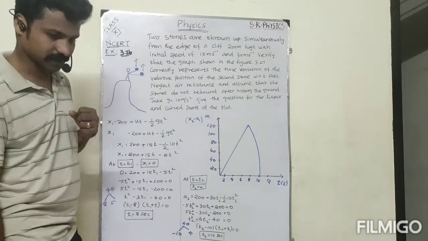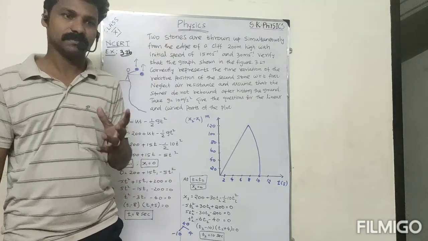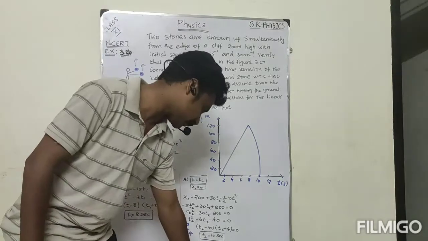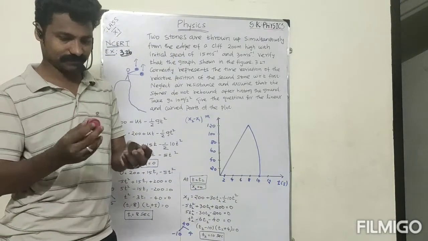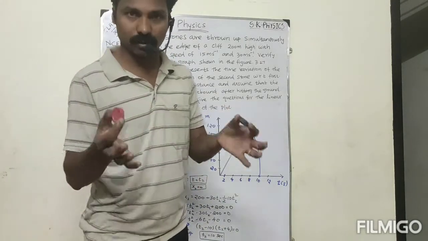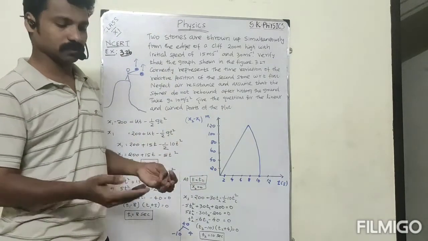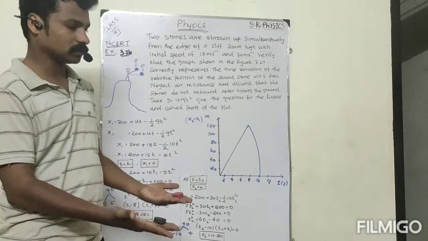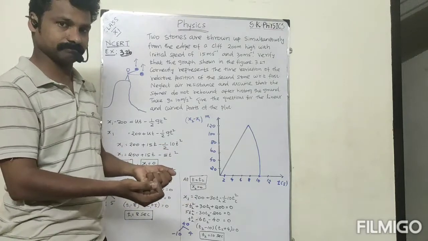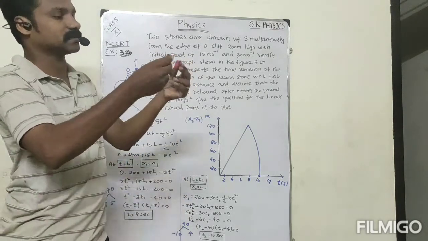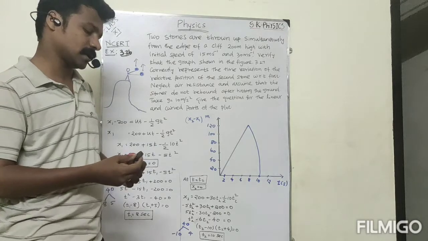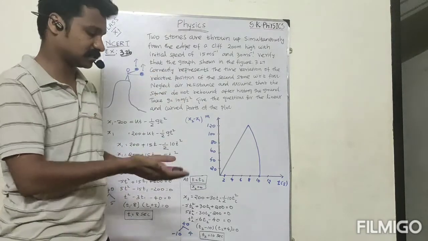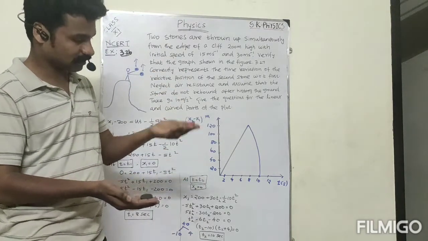See this, in this question there are two balls. Let us imagine the two balls. For identification I used carom coins. Let us imagine this is ball 1, this is ball 2. I throw the balls simultaneously, but with a different velocity. This black coin has a different velocity, and the red coin has a different velocity.